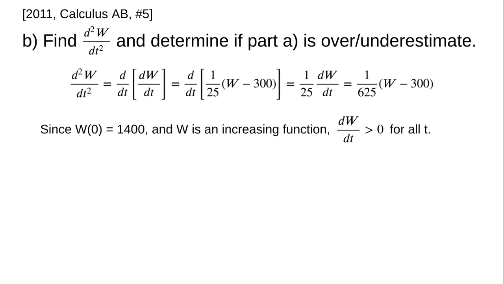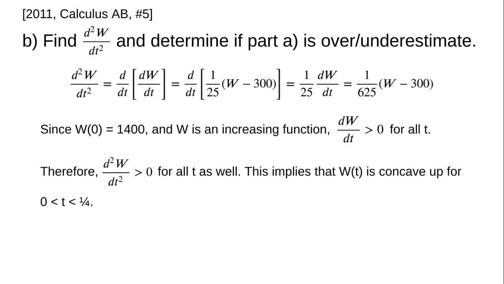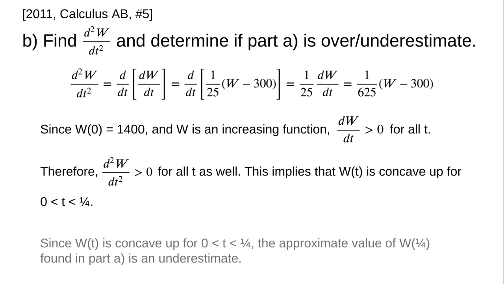All right, since W of 0 is equal to 1,400 and W is an increasing function, we know that dW/dt will be greater than 0 for all t. Since 1/25 is positive and dW/dt has to be positive, we know that d squared W/dt squared is also going to be positive. So this implies that W of t is concave up for all values of t between 0 and 1/4. Well, if W of t is concave up, then our tangent line approximation should be an underestimate.